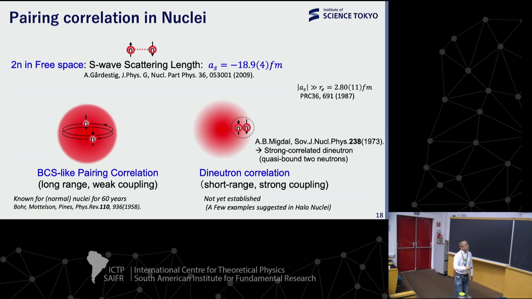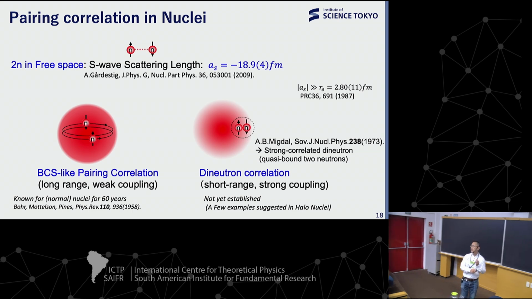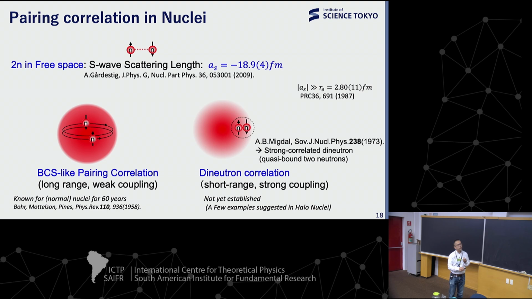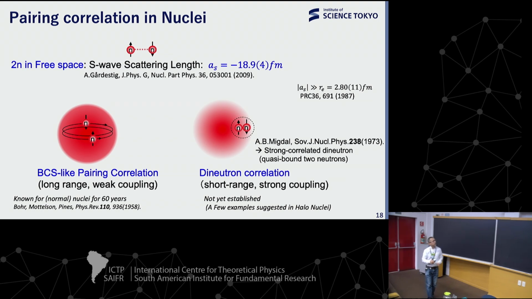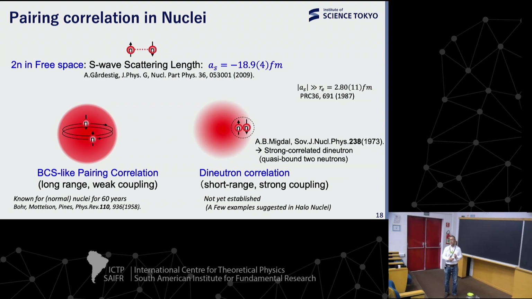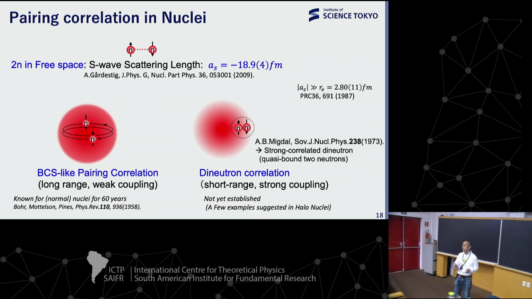But Migdal predicted a different kind of neutron-neutron correlation called dineutron correlation. So it appears in the surface with short range and strong coupling. So far, not so many examples are found for dineutron correlations. I think we can say it is not yet established, but for the 2-neutron halo nuclei, we have some evidence for the dineutron. So I'll show you some examples later in this lecture.